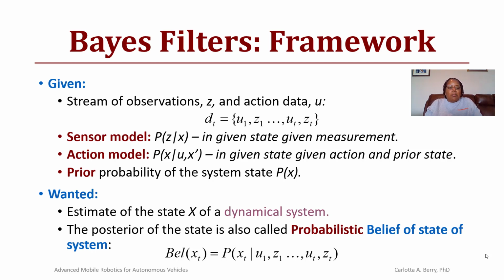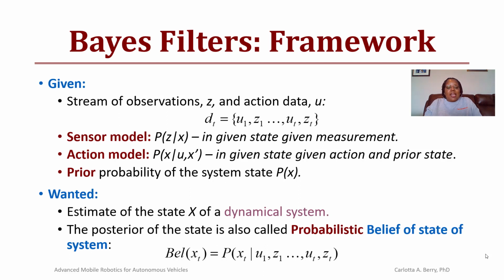So our sensor model is the probability of a sensor measurement given a state X, and the action model is the probability of a state given a robot action and the previous state. The prior probability of the system can then be represented by P of X.